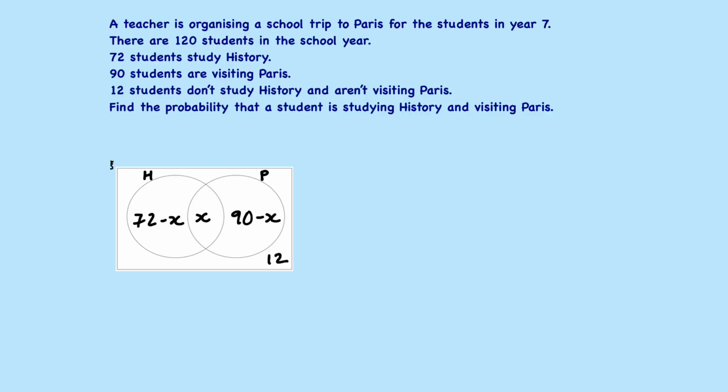Now, because we know that there are 120 students altogether, we know that these students plus these students plus these students plus these 12 students equal 120. So let's write that down. So the first part, then the X, 90 minus X, and then the 12. So that equals 120. And you can see now we have a simple linear algebra equation to solve.